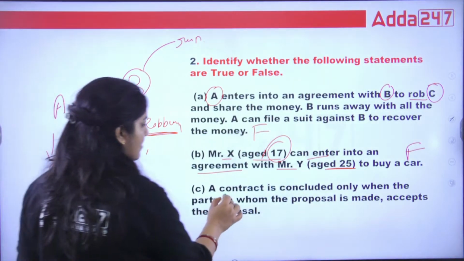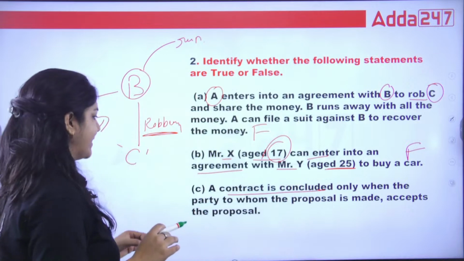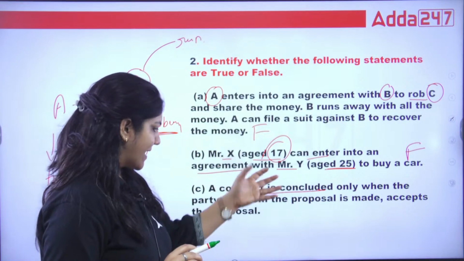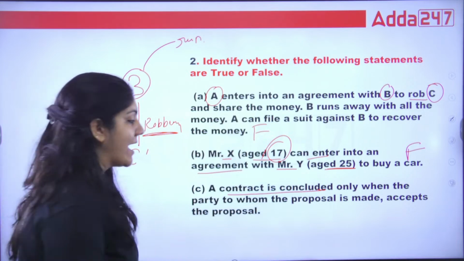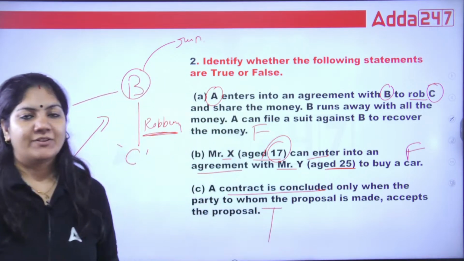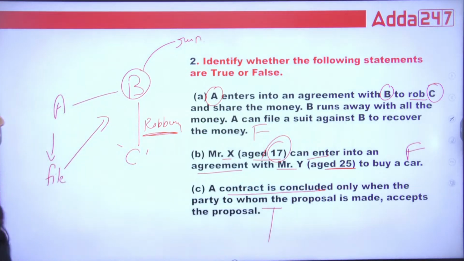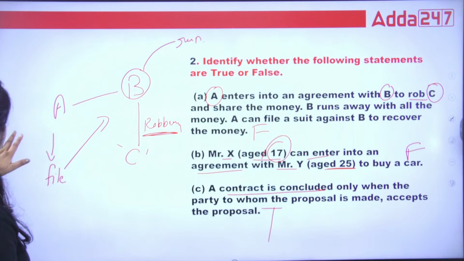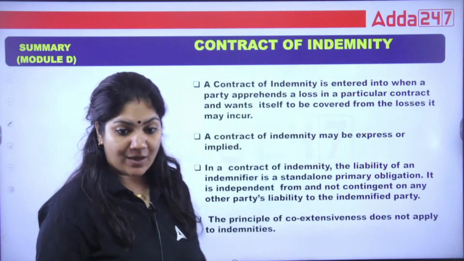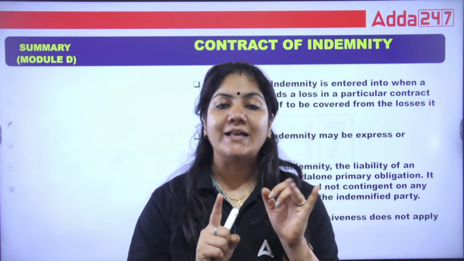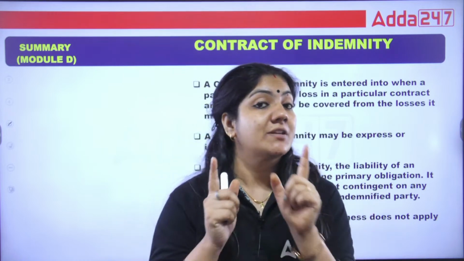Okay, now a contract is concluded only when the party to whom the proposal is made accepts the proposal. That is absolutely true. When the offer is accepted, then this is the beginning of making any contract. So I think this is complete. This is called, class, the summary of the general principle of contract, and I hope you people understand the summary and the questions. So this is a quick revision of the Indian Contract Act, the general principle.